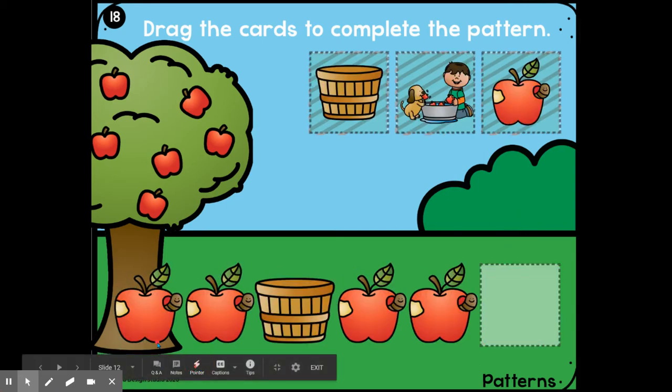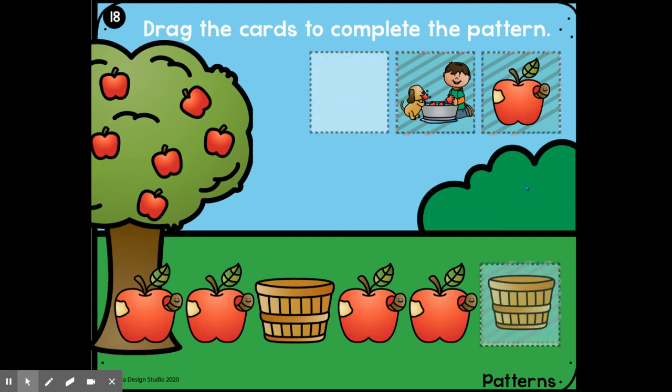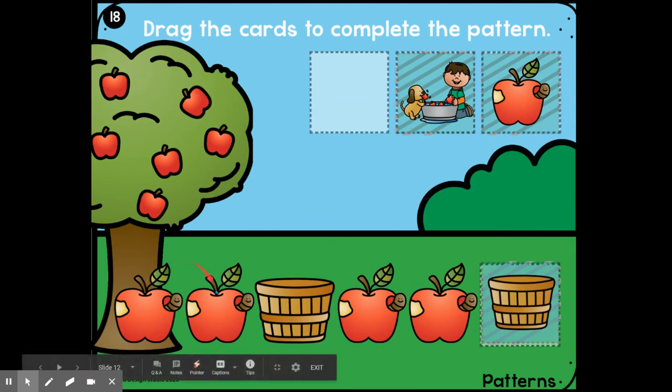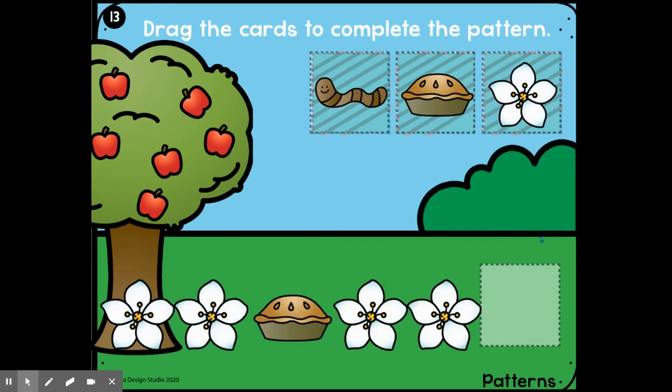My pointer this time. Okay, so we have apple, basket, apple. What comes next? Is it the basket, the boy with his dog, or another apple? Good, it's the basket. Apple, apple, basket. You see how the pattern repeats itself? Very good. Let's see if it keeps going on the next one.